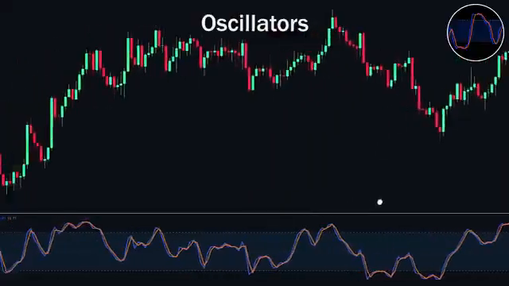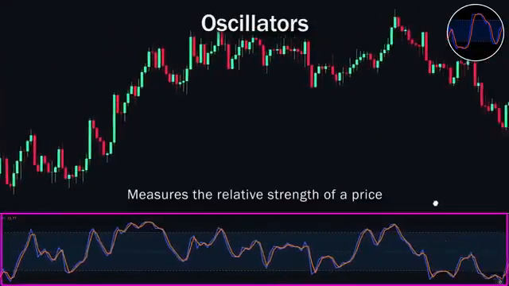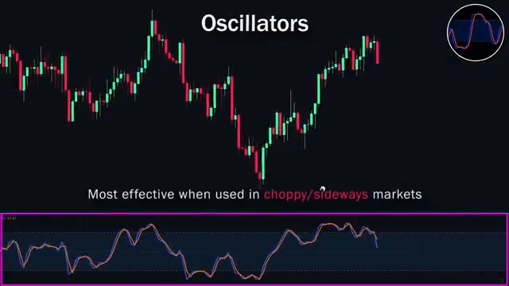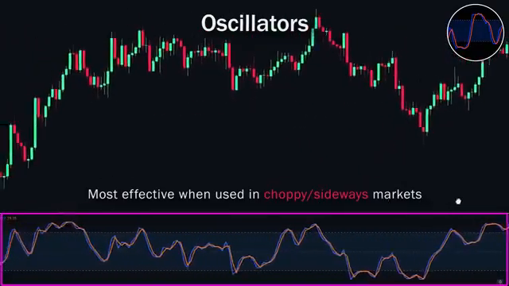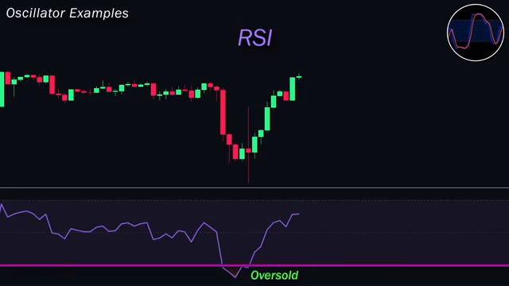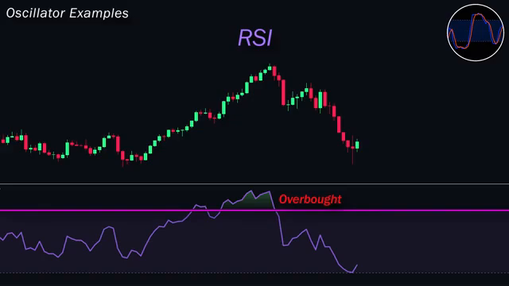Oscillators. These are the types of indicator that displays the relative strength of a price. It is most effective when used on choppy or sideways markets. Most notable oscillators include RSI. When the line is in the oversold region, it indicates a possible reversal to the upside. If it's in the overbought region, it indicates a possible reversal to the downside.